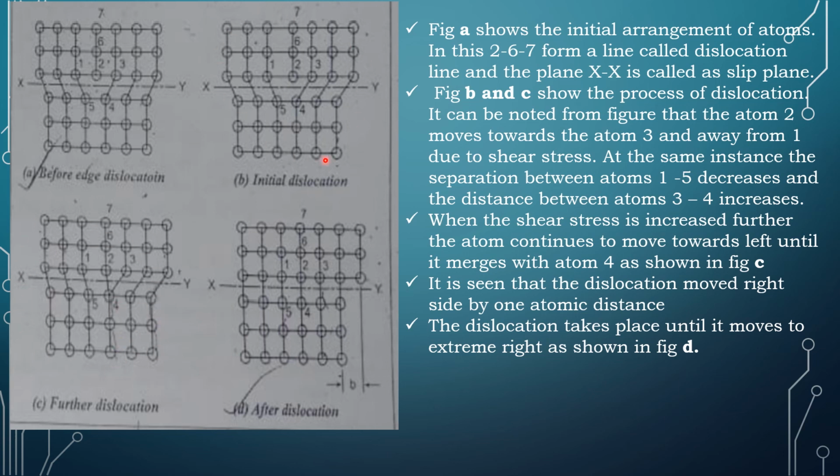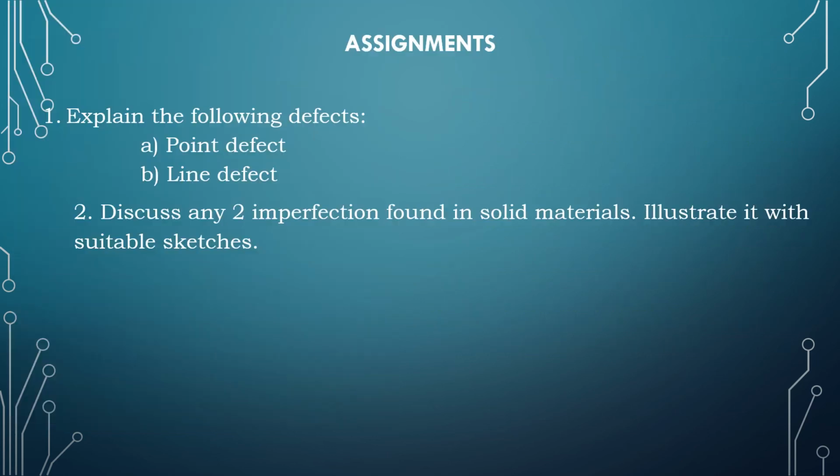Okay, right. So this is the initial dislocation where the line has moved a little bit and it is coming straight to this atom 4. And in the case of figure C, it has completely joined the atom 4. Now it is seen that the dislocation moved to the right by one atomic distance. Now see this last one, this dislocation takes place until it moves to the extreme right, and this is the half plane which has been introduced into the crystal. So this is called dislocation.